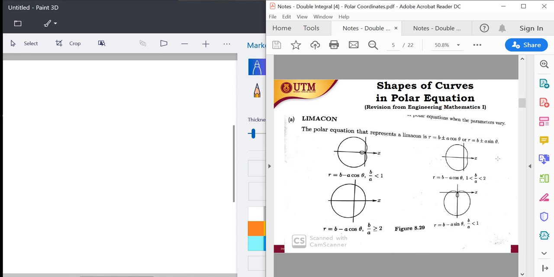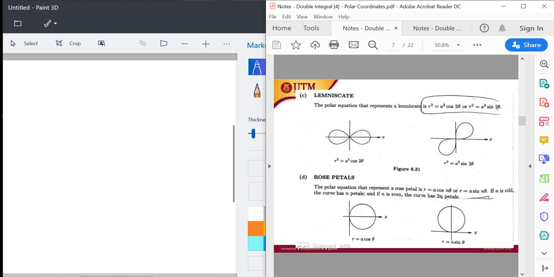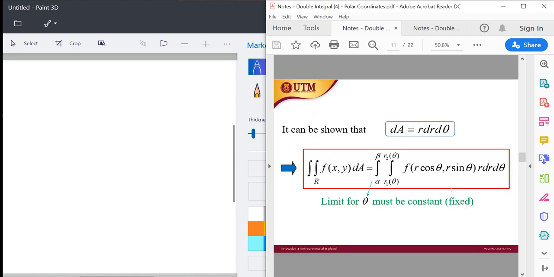So this is the shape of curves in polar equations. How to get these shapes, you already learned in the previous subject. This is the list of curve shapes that you already learned, with the general form of each. This is the cardioid, lemniscate, and rose petal. So how can we integrate from Cartesian to polar?